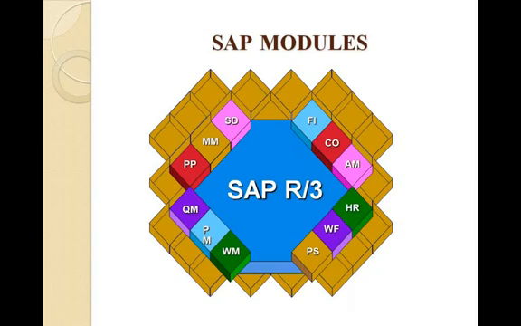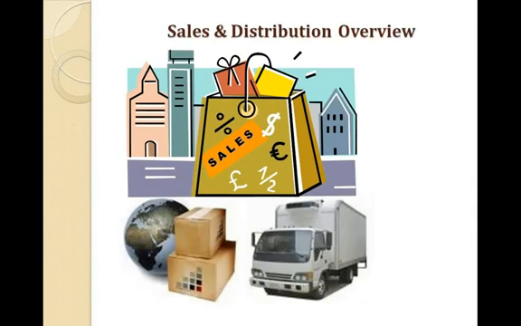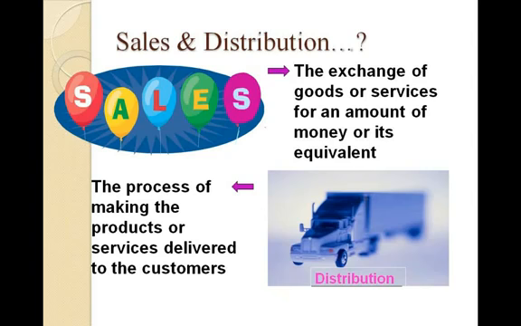And now coming to sales and distribution, why we are here. So what exactly do you mean by sales and distribution? What is the definition of sales and distribution? Sales stands for the exchange of goods or services for an amount of money or its equivalent. That is what we mean by sales. Nothing but you go to a shop, you buy a product, you pay the money, you come back. That is what you mean by a sale.